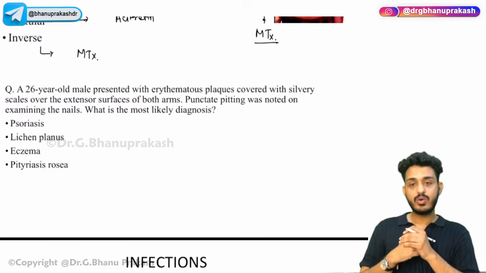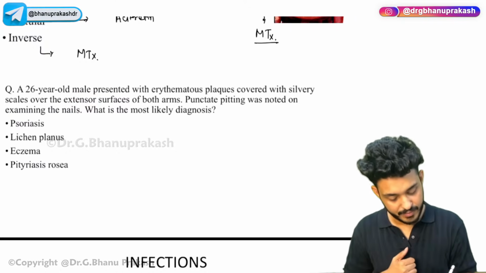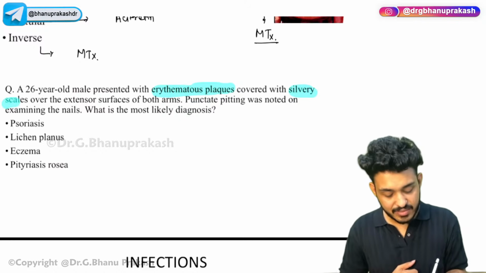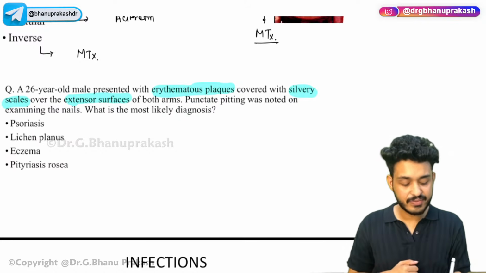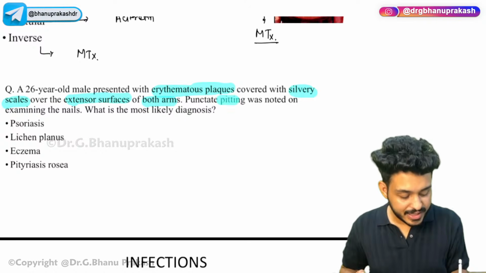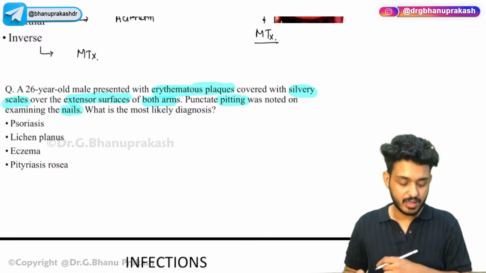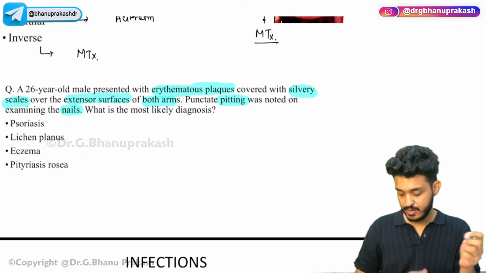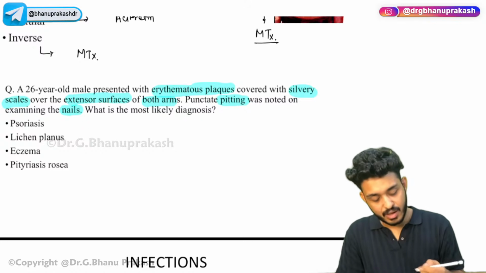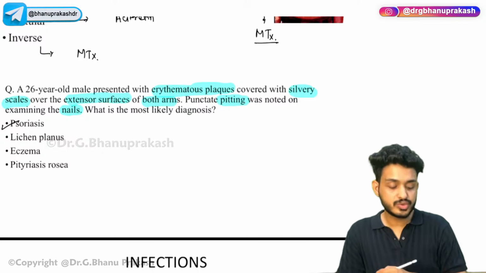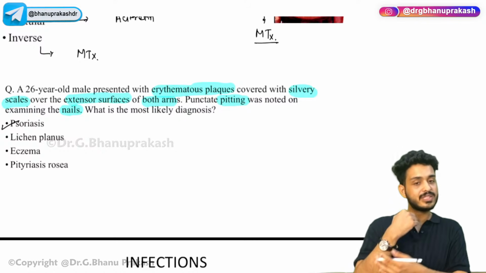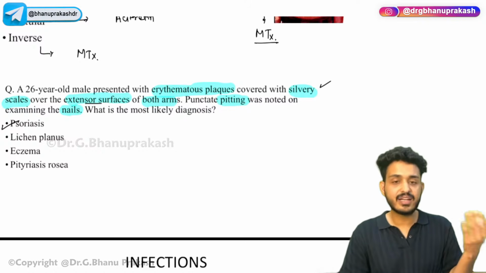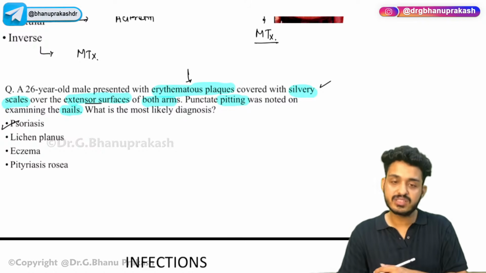A 26-year-old male patient presented to OPD with, try to decode the information, erythematous plaque covered with silvery scales over extensor surface of both the arms. Punctate pitting was noted on examination of the nail. What can be the diagnosis? Everyone is going in favor of A. That is your psoriasis. Multiple things are given. The extensor surface, the most common site, is already given. Silver white scale is a feature of psoriasis. Erythematous plaques you will be finding.